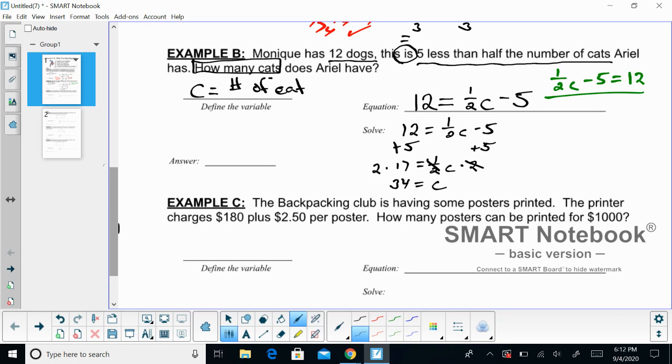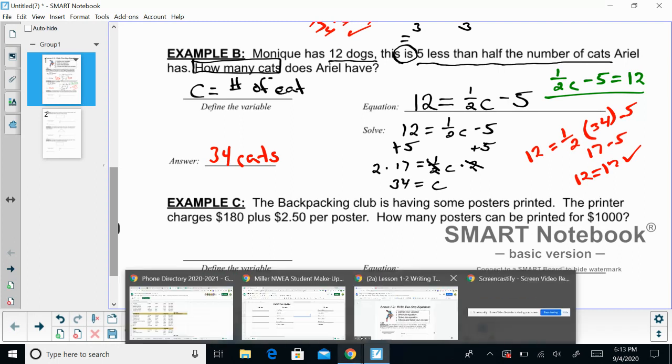Now we're going to check our answer. To check our answer, I have 12 equals 1/2 times 34 minus 5. Now 34 times 1/2 is 17 minus 5. That equals 12, and 12 is what we needed it to be, so this checks out. So that means Ariel has 34 cats, and make sure that we're putting that label on there. I don't know about you guys, but that is a lot of cats.